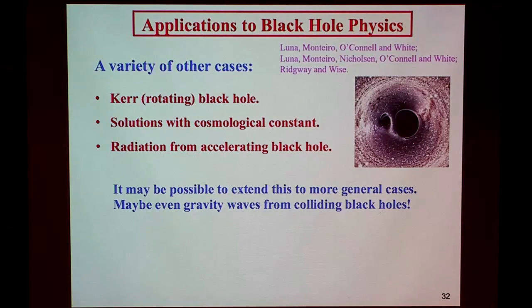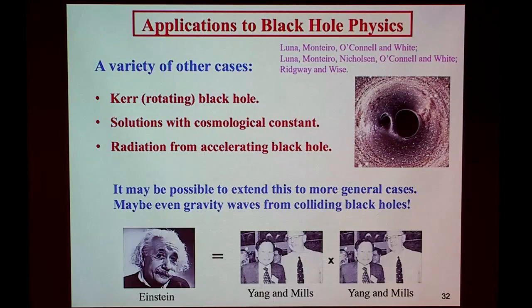And in fact, they've generalized this now, all sorts of cases, including even radiation from an accelerating black hole. Now, it might be possible to extend this to more general cases, maybe even gravity waves from colliding black holes, which I think has generated some excitement. I don't know if you can do that, but I do know people are certainly thinking about that now. And what I really hope is we can write a really great formula that looks like this. Einstein is two copies of Yang and Mills.